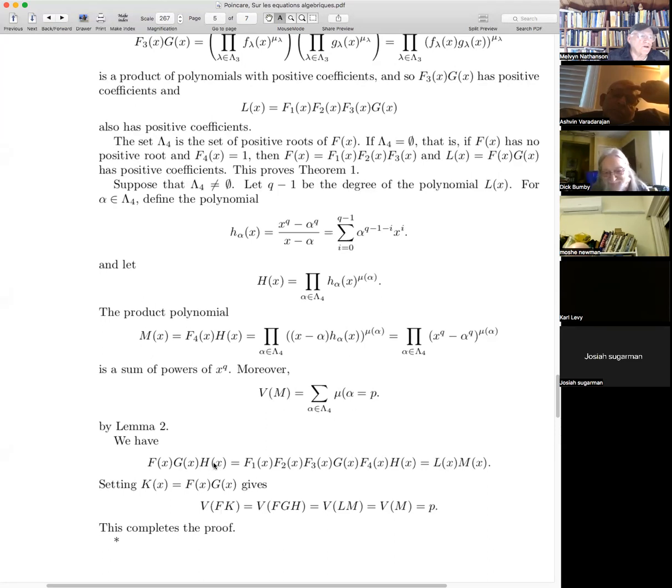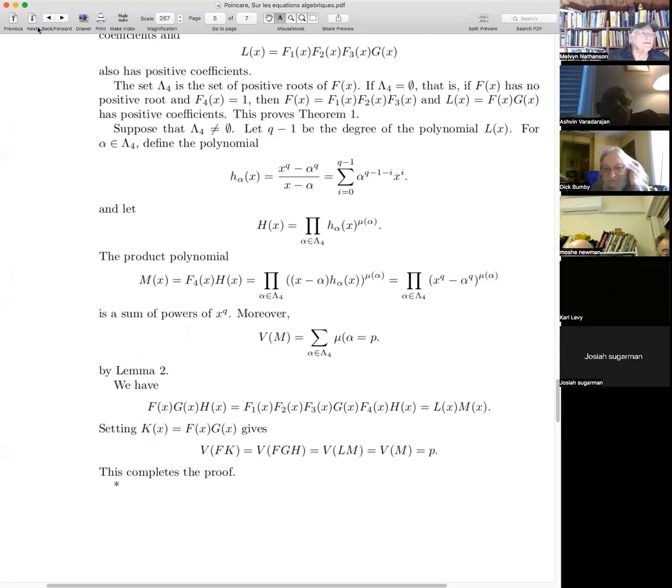So let me call GH a polynomial capital K. So V of F times K is V of F times GH, or LM, or M, or p. And that completes the proof of Poincaré's second theorem. Okay. Now, the crux of this was that trigonometric identity.